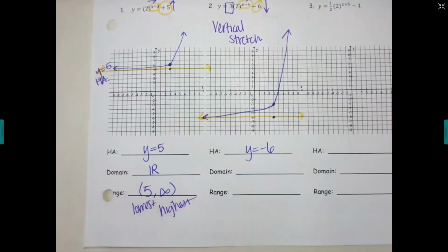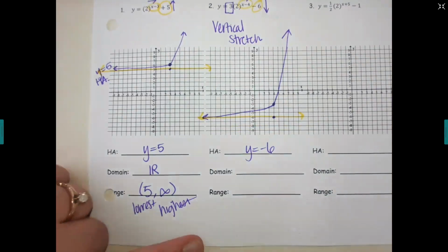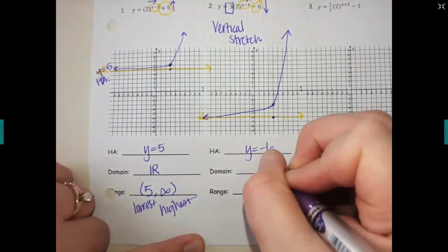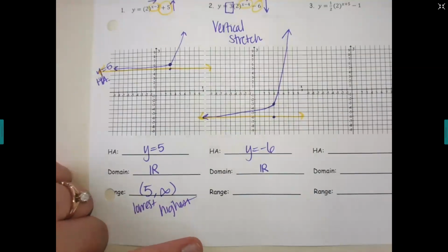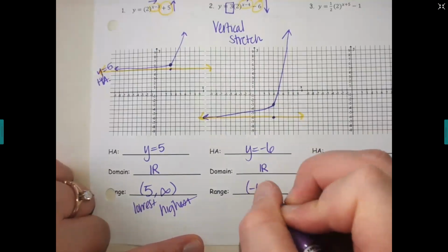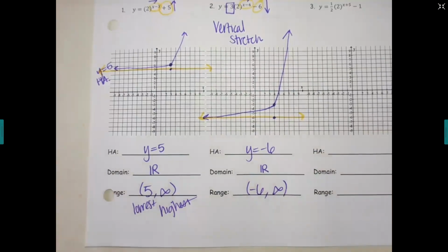Okay, but this is your exponential growth function. Can someone tell me the domain? All reals. And then for the range, what's my newest low value on this one? So it'd be -6 till infinity. Remember, parentheses on the -6.